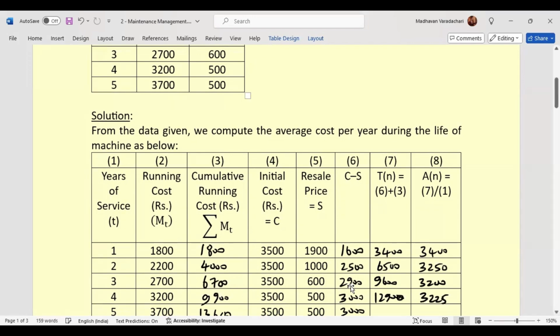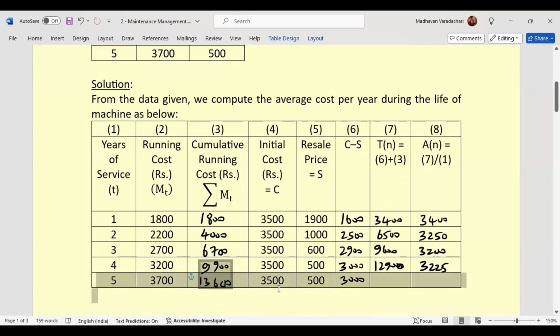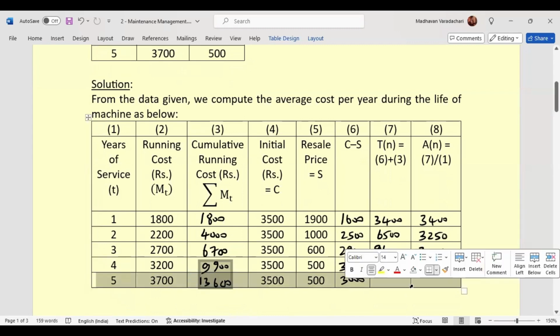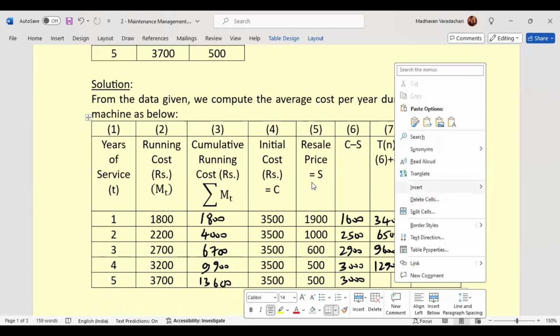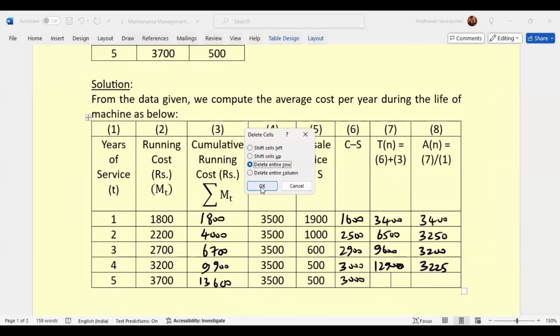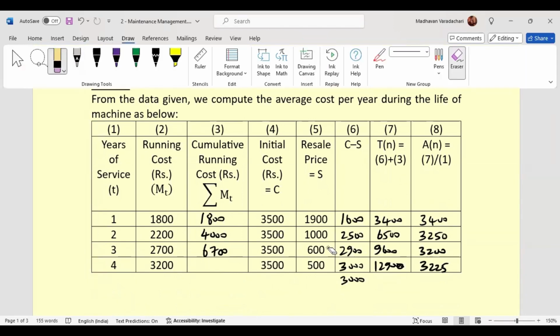Here itself, we may notice till third year end, it was reducing. Suddenly in the fourth year end, it is increasing, which means we need not calculate the last row, because we identified it.